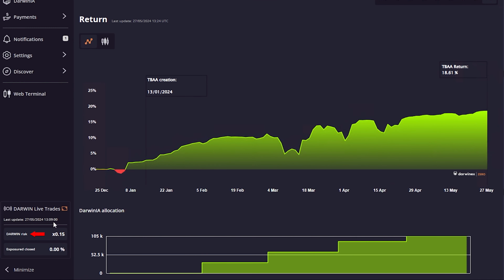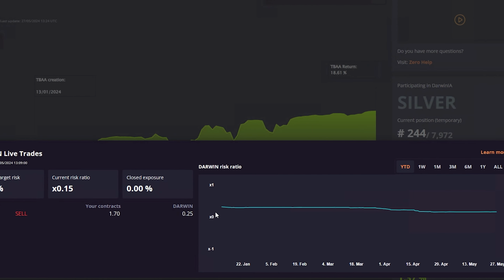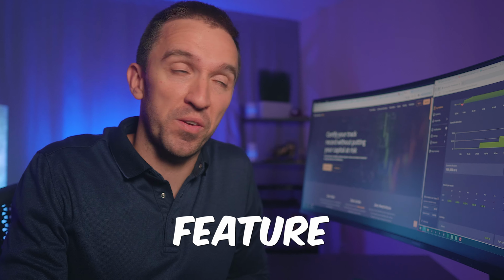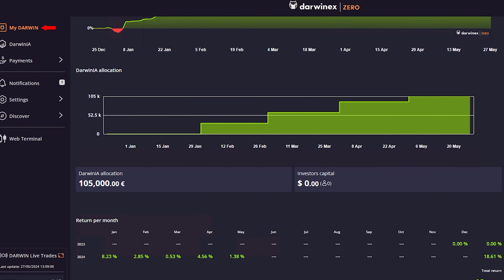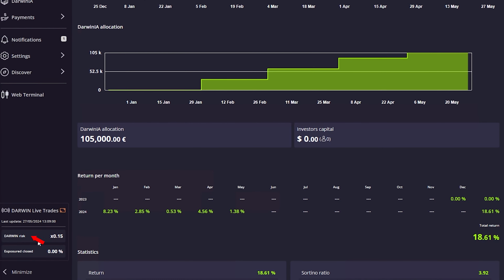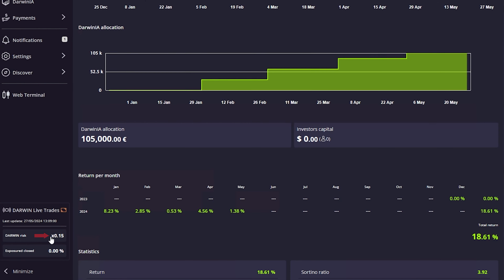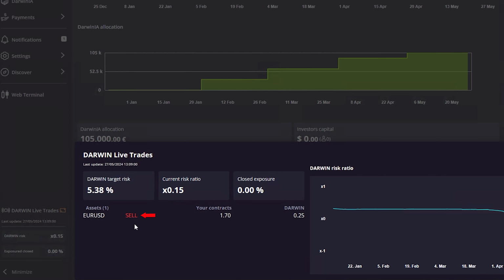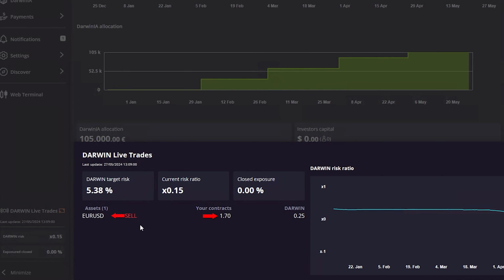In today's video, I'll explain how the Darwinex risk engine works, because it's quite an interesting feature. If you look at my account, you will see that down on the left side, I have the Darwin risk, which is 0.15. If I click on it, you will see that at the moment, I have a short position of 1.7 lots with euro-dollar.